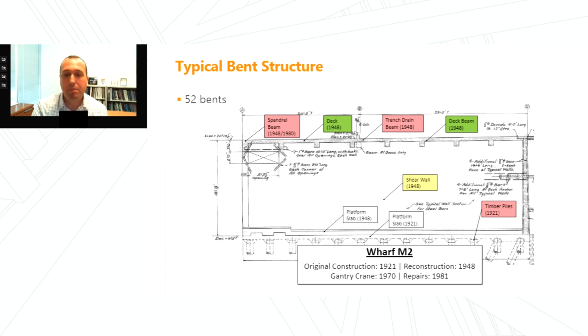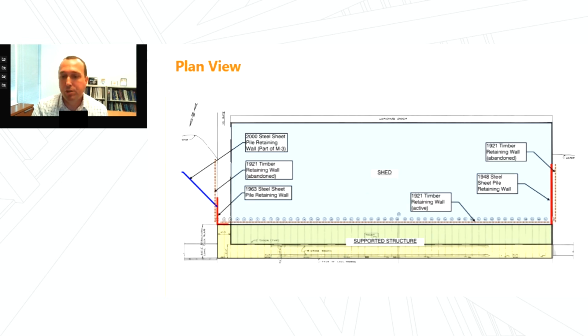It shows on the bottom that the platform slab and timber piles were built in the 1920s. The superstructure above that platform slab was demoed in the 1940s and then replaced with the current system, which is a shear wall system with spandrel beams, deck beams, and a deck. The supported structure that we looked at is highlighted in yellow. It's the yellow rectangle. We can also see the blue shed that overlaps onto the supported structure.